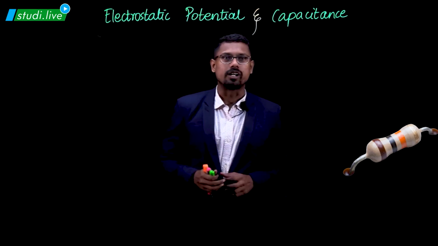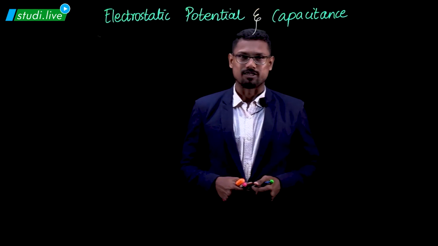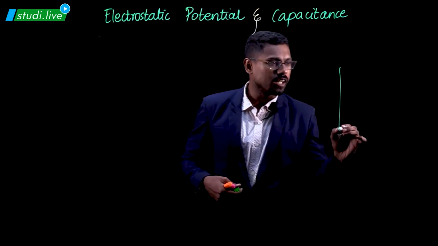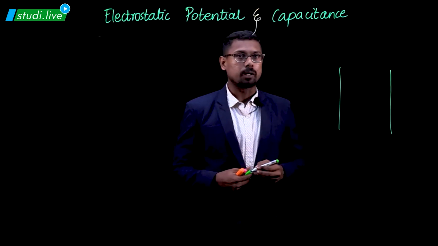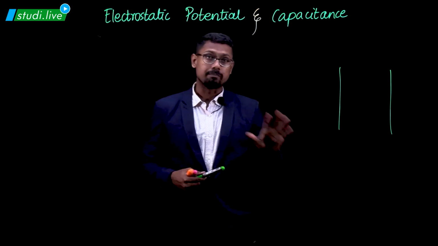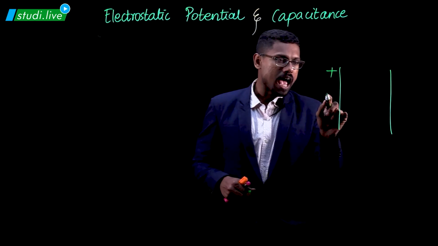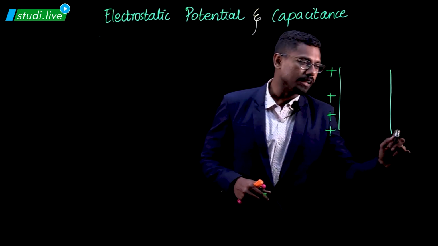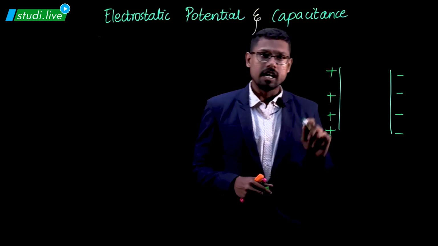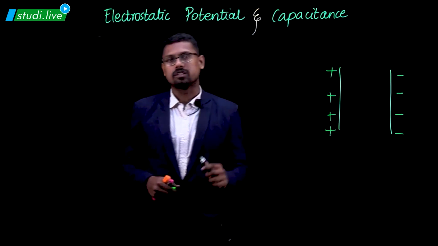Okay, so chalo shuru karte hain. Let's get inside a capacitor. A capacitor basically has two parallel metallic plates. It has two plates, parallel and metal in nature. One of these plates has a positive charge and the other has a negative charge. They basically have two opposite charges.